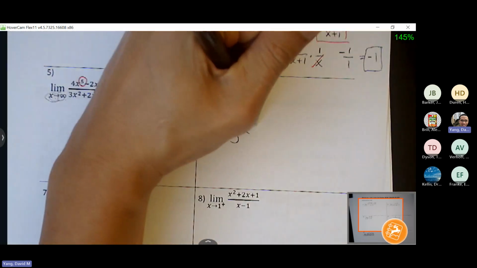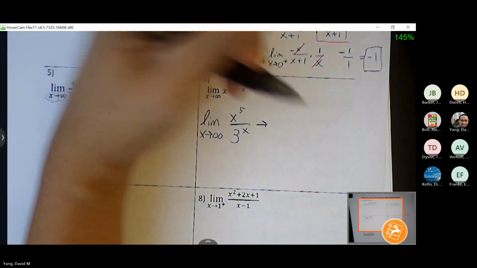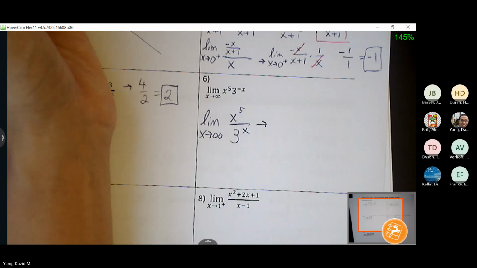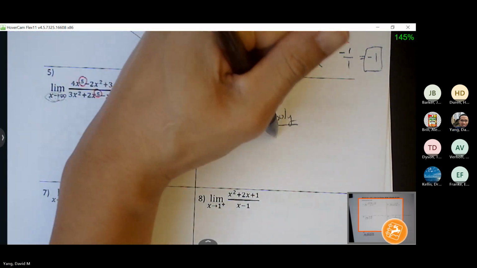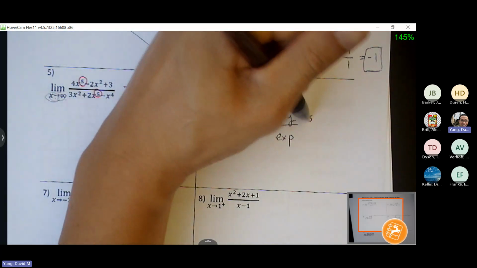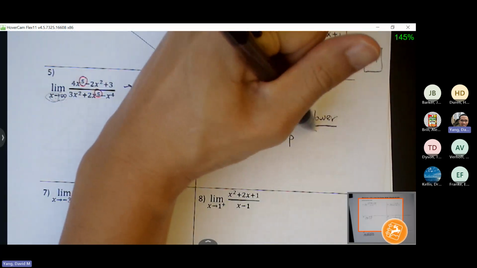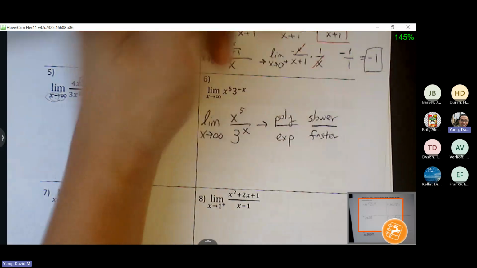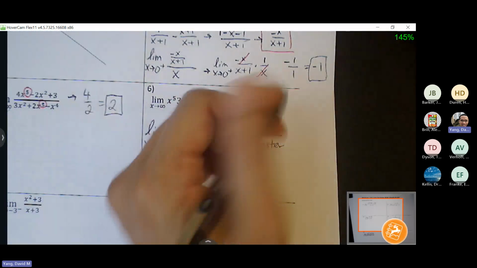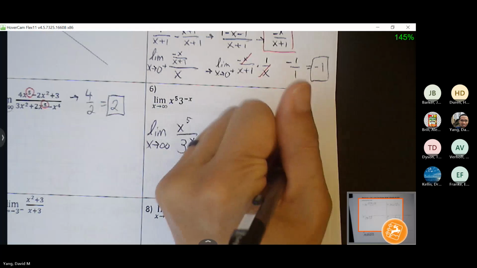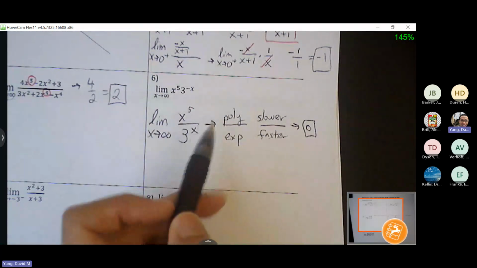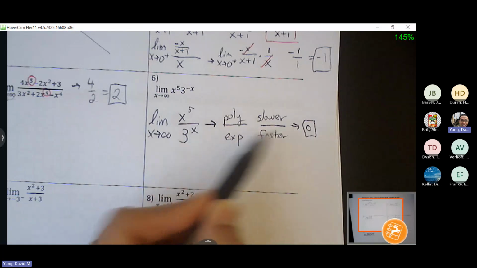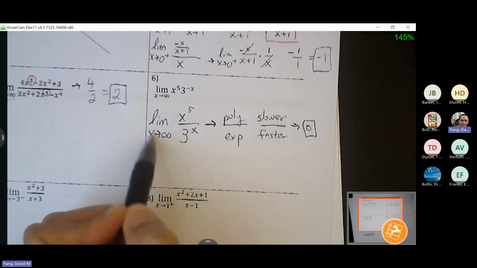So if we categorize it, the numerator falls under what category? Polynomial. Denominator is exponential. So I have a slower function up top. I have a faster function below, which means that my fraction is going to approach what? 0. If it was faster over slower, then you know it's either plus or minus infinity, and then you'll just test 100 to see which sign you're going to get.